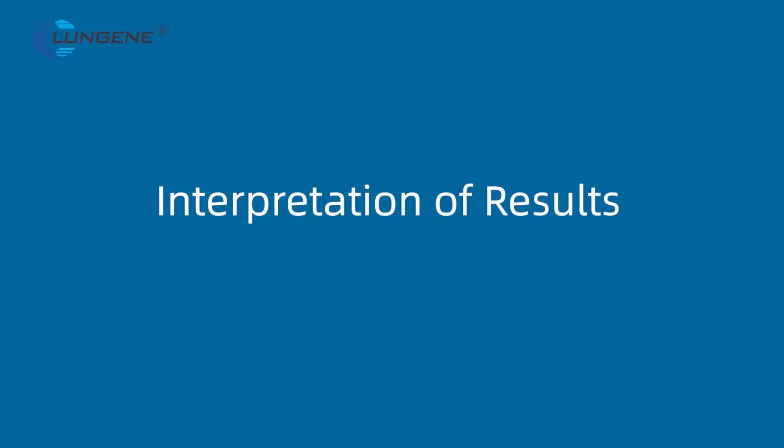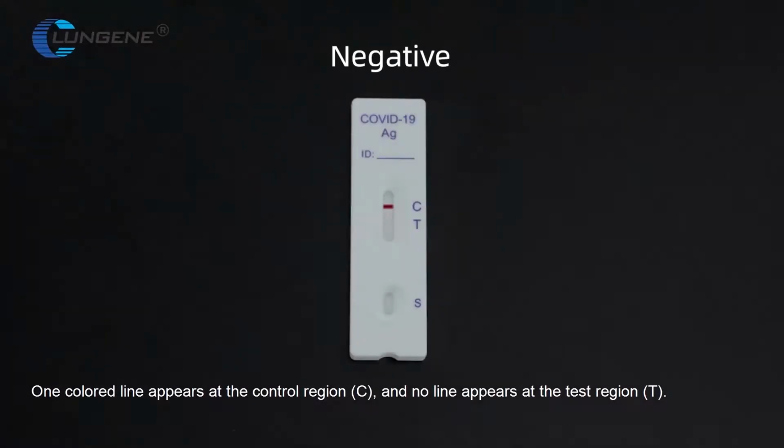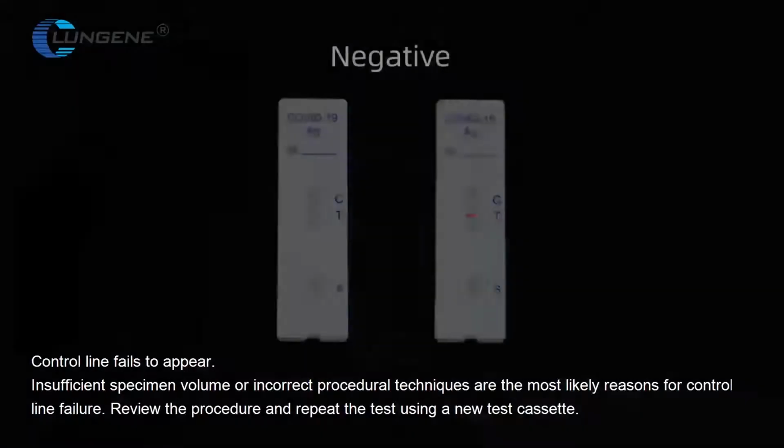Interpretation of results. Positive: 2 lines appear. 1 color line appears at the control region, and another color line appears at the test region, regardless of the intensity of the test line. Negative: 1 color line appears at the control region, and no line appears at the test region.